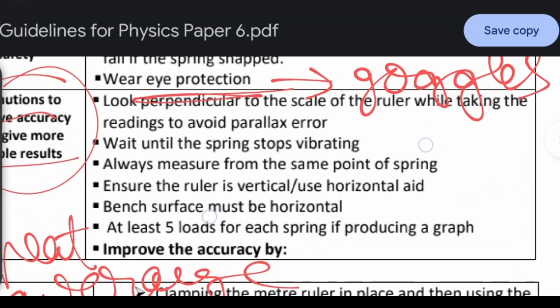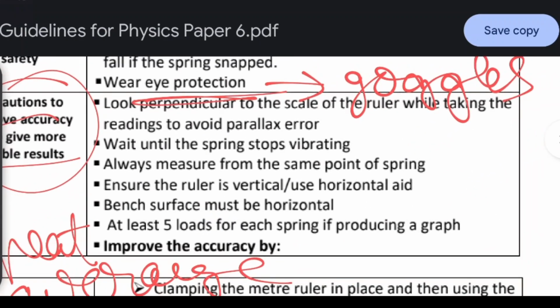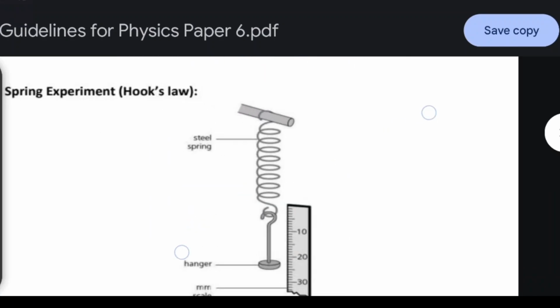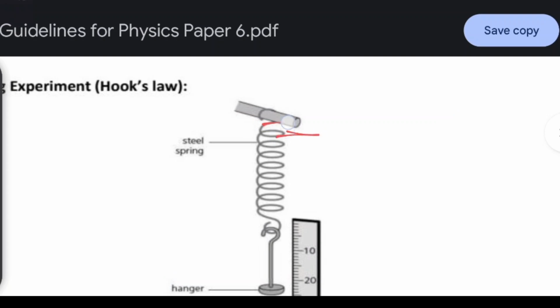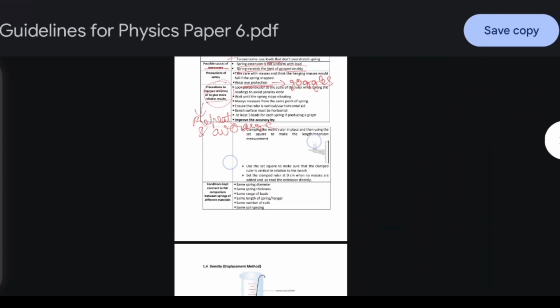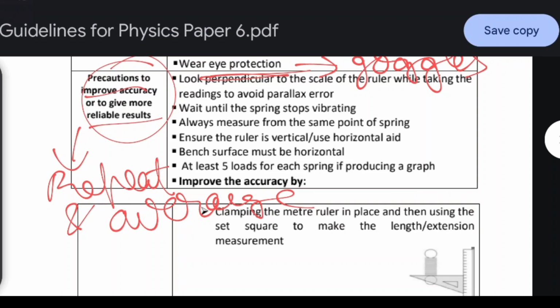Then wait until the spring stops vibrating so that we can get an accurate measurement. Always measure from the same point of the spring, the starting point of the spring. Don't start measuring from here for one and then from here for the other one, as that will give you inaccurate results.